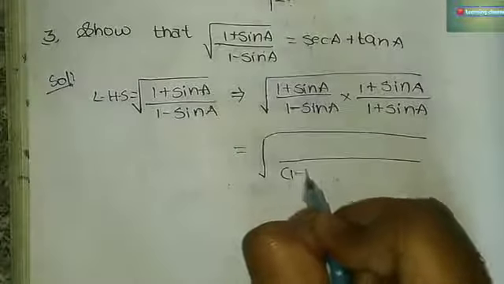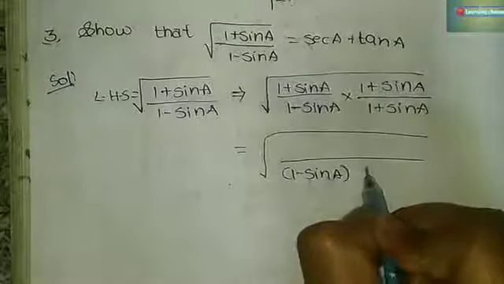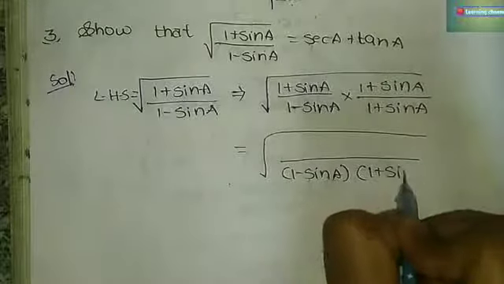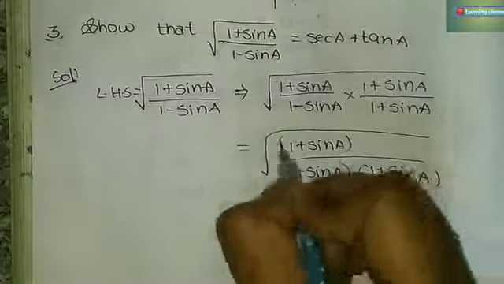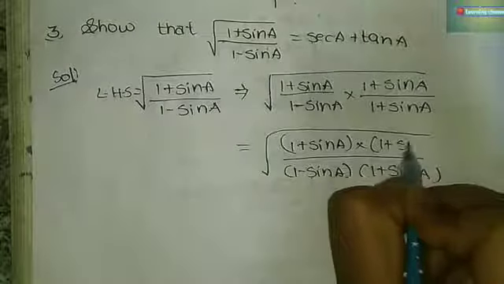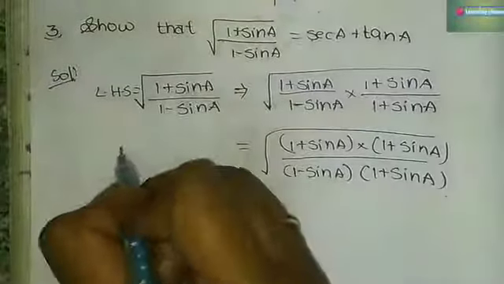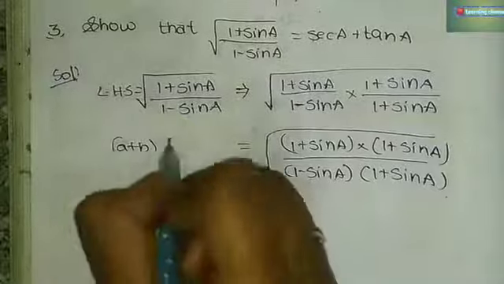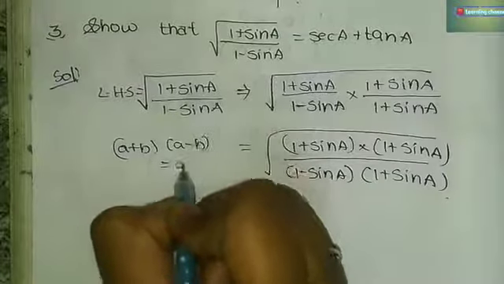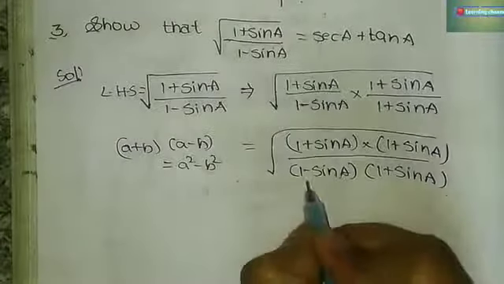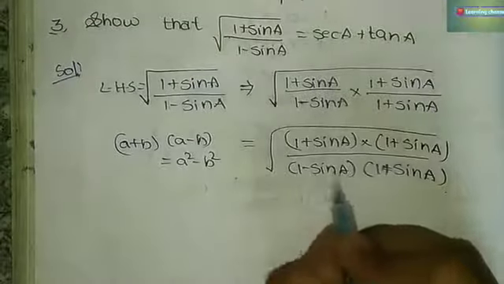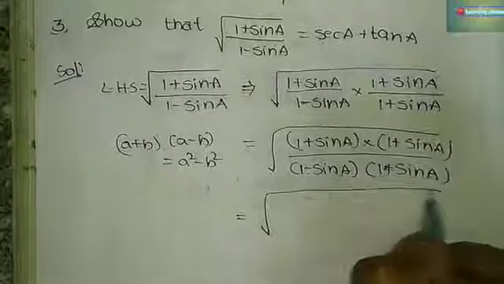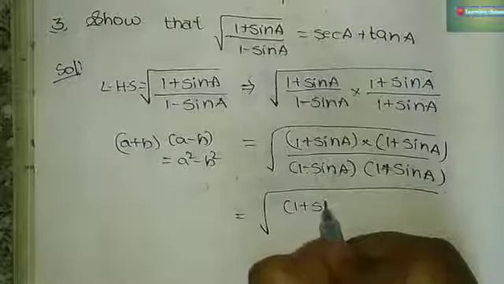Third question is, show that square root of 1 plus sin A by 1 minus sin A is equal to secant A plus tan A. For this, we have to rationalize the given LHS by 1 minus sin A. This is to be rationalized. Rationalizing is nothing but dividing and multiplying with the same number.